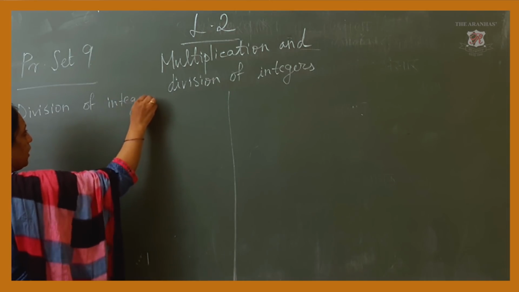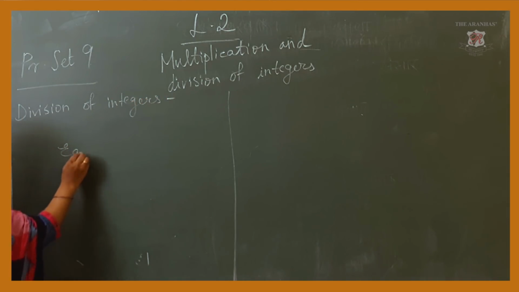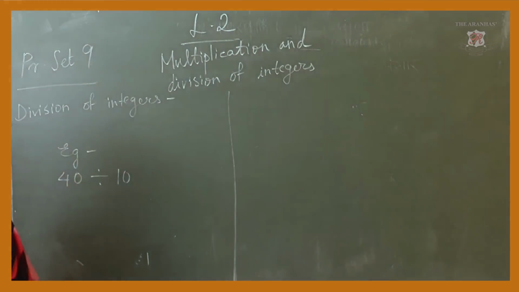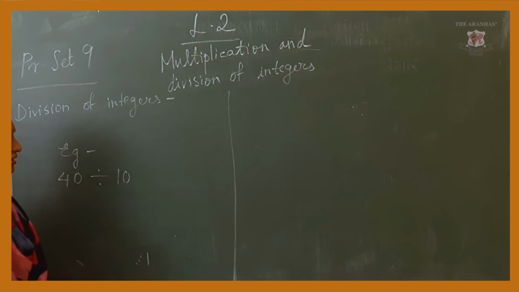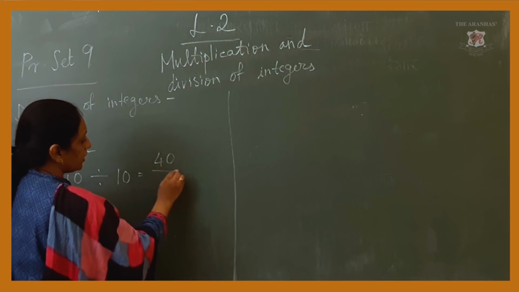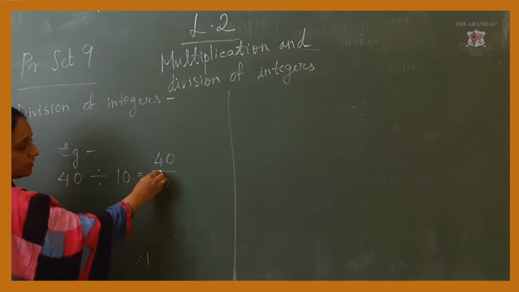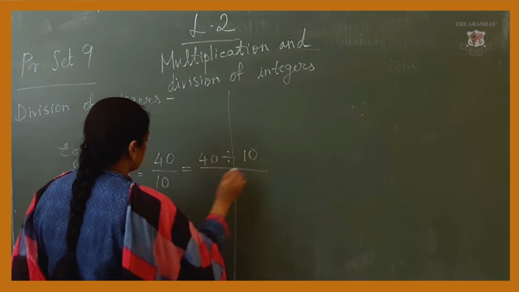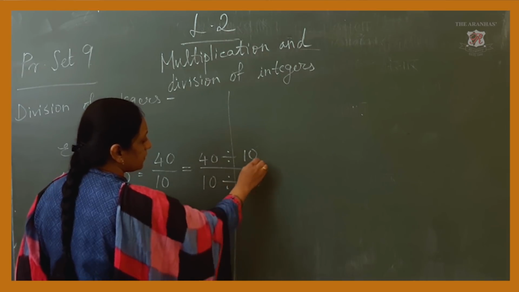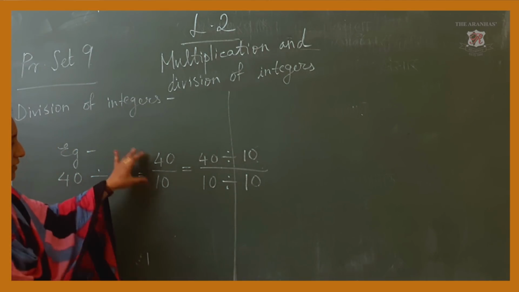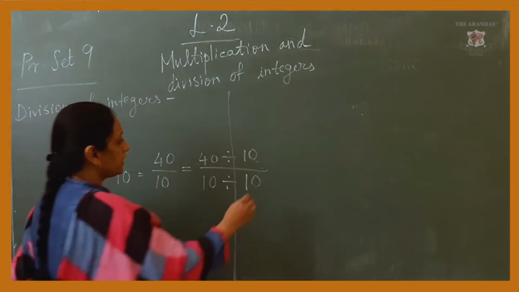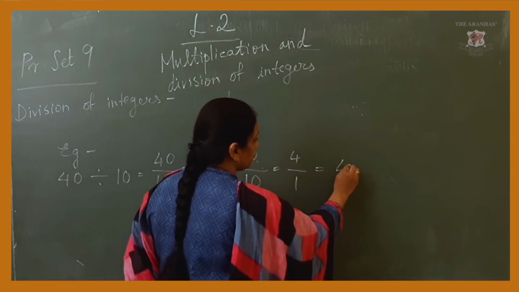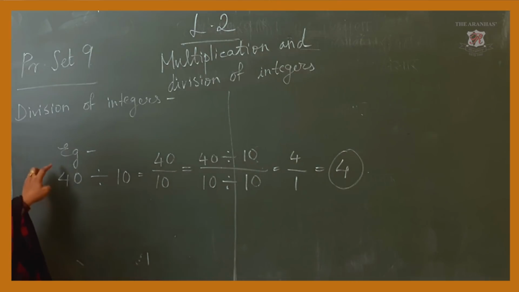Everyone knows how a simple division is done. For example, if you are given 40 divided by 10, this is a simple example, not from the exercise. How do you solve it? You write 40 upon 10. Division sign means upon sign. 40 upon 10, what we do, we reduce it to lowest terms. We divide it by the same number. So 40 divided by 10 gives 4, and 10 divided by 10 gives 1. That becomes 4. So we get the answer as 4 for 40 divided by 10.